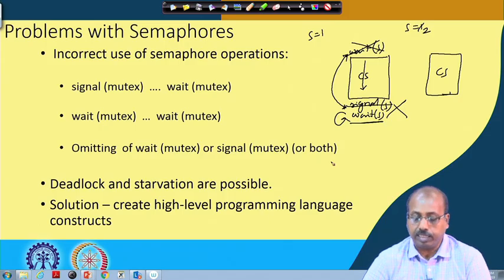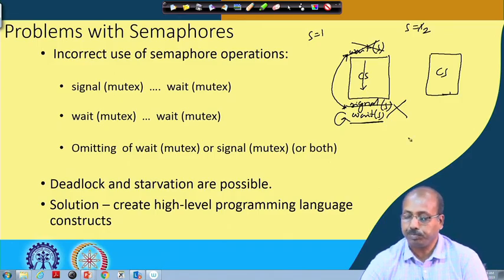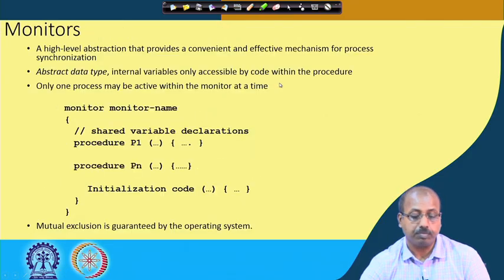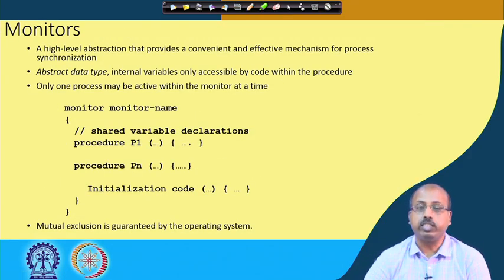Deadlock and starvation are possible because of the incorrect usage of these semaphores. The solution is to create some high level programming language construct. So, we may go for an even higher level programming language construct that can solve this type of mistake, so that these mistakes cannot occur with them. We will look into some of them, and one such high level construct is the monitor.